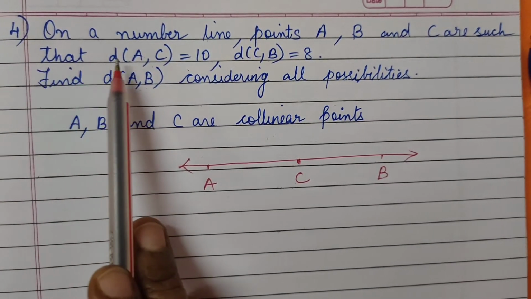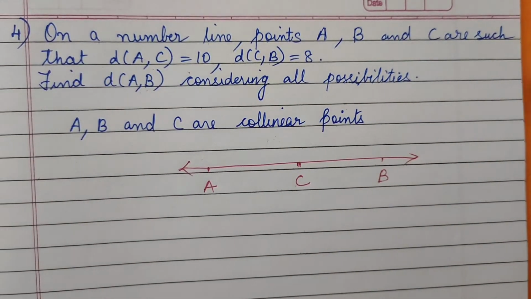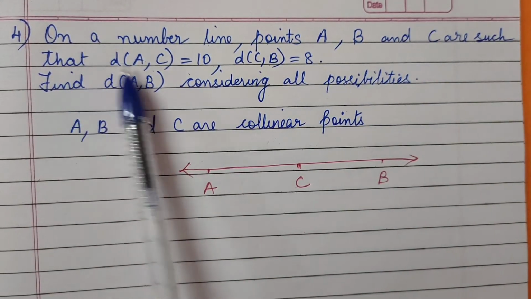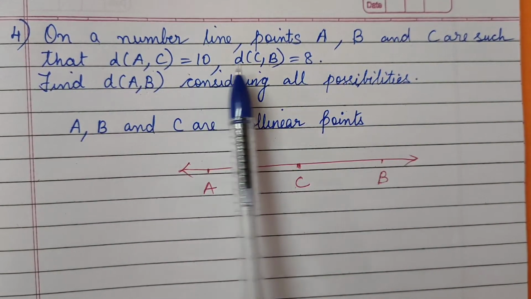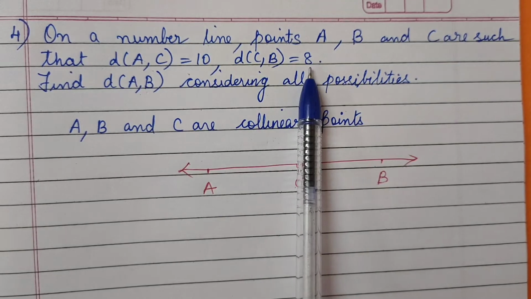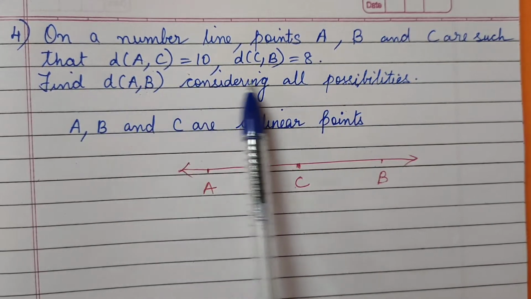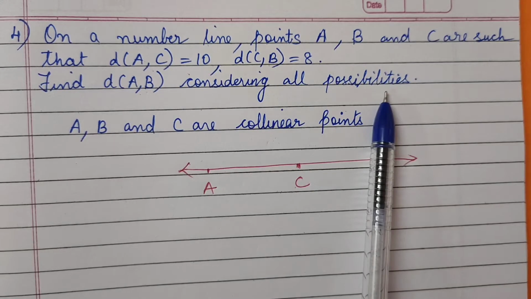Yes, dear. Let's see the fourth question. On a number line, points A, B, C are such that distance of AC is 10 and distance of CB is 8. And we need to find distance of AB considering all possibilities.